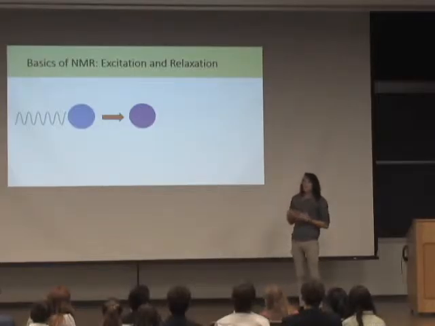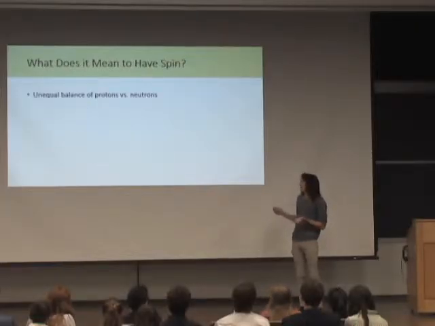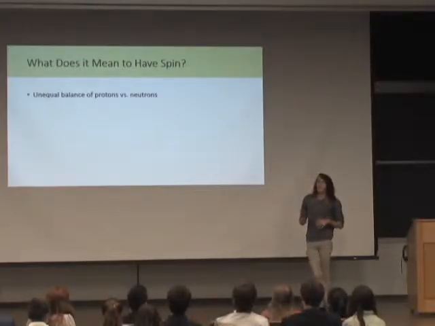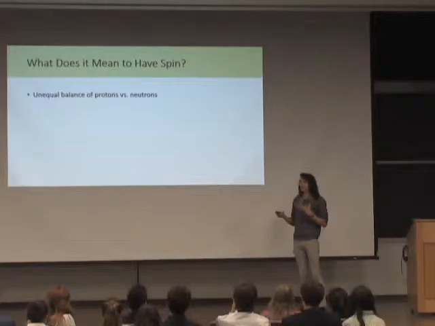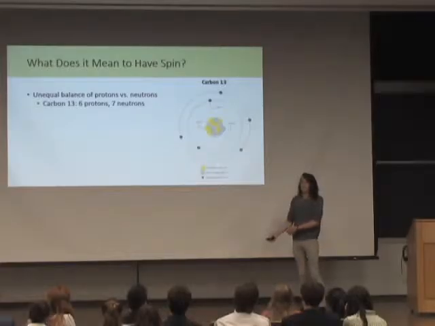So here we have a nucleus, and if it takes in some kind of electromagnetic radiation, it can go to a high energy state, and when it relaxes back to the lower energy state, it emits this electromagnetic radiation. But something that's essential to this is that we need nuclei with spin. So you might ask yourself, what does it mean to have spin? For our purposes in NMR, it means that it has an unbalance of protons and neutrons in the nucleus.